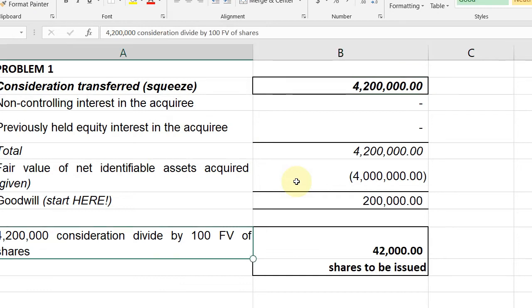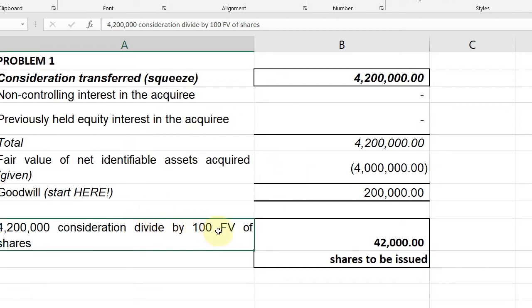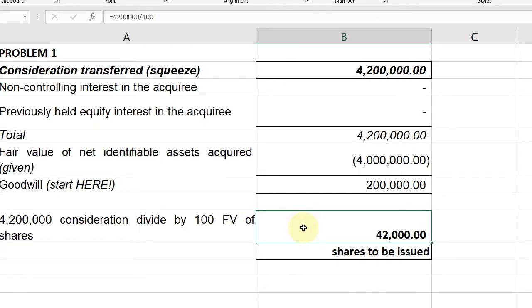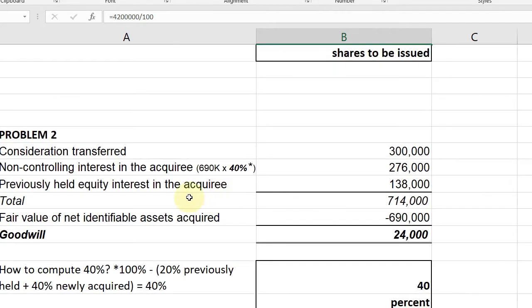Ngayon, you can now compute for the issued share. So, how do you compute? 4,200,000, the consideration, divided by 100, which is the fair value of the shares. Okay, ma'am, ba't hindi par? Okay, kasi ang tinatanong nga is, shares to be issued. We all know that consideration transferred is computed at acquisition date fair values. So, you use the fair value. Kaya 4.2 million divided by 100, the fair value of the shares, you get 42,000 shares to be issued. Okay, so ganun lang kadali yan. Problem 1. Okay, let's look for problem 2.